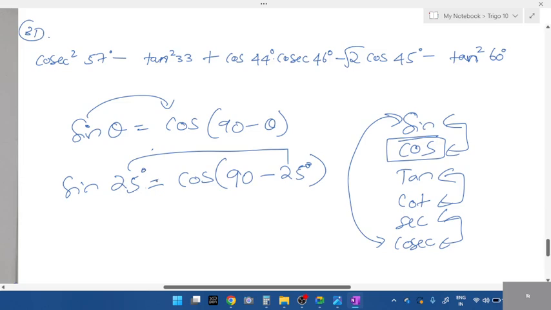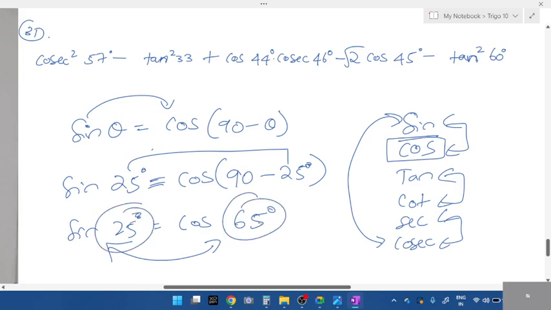Sine 25 degrees is equal to cos of 90 minus theta, students. So sine 25 degrees is equal to cos, what is 90 minus 25? 65 degrees. So sine 25 will be equal to cos 65. This is the complementary angle concept. The concept here is, if you add both 25 and 65, you'll get 90 degrees. Okay, keep this in mind.